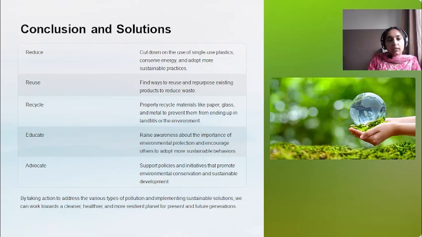Next, recycle. Properly recycle materials like paper, glass and metal to prevent them from ending up in landfills or the environment. Materials like paper, glass and metals should be recycled. By recycling those existing materials, we can convert them into some other material, and we can make some other product.